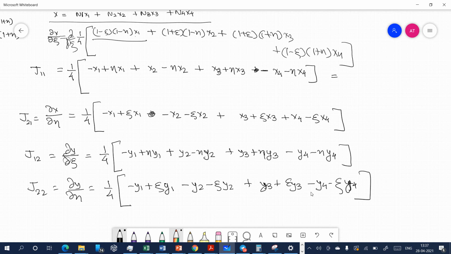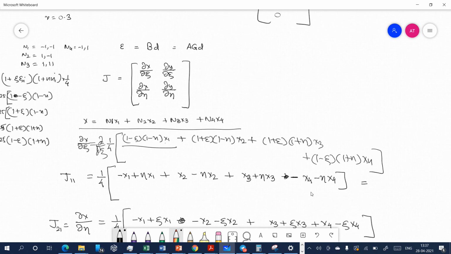have I done something wrong here? I don't think so, but I could have kept x's out of this, right? What did I do? I did del x by del zeta. So I could have taken del x by del zeta, and x is equal to the shape function matrix into x. So I could have kept the matrix x out. Yeah, that also we could have done.